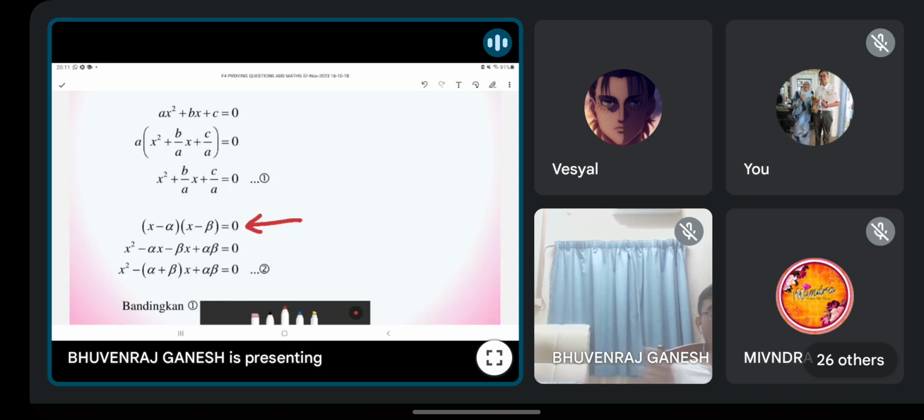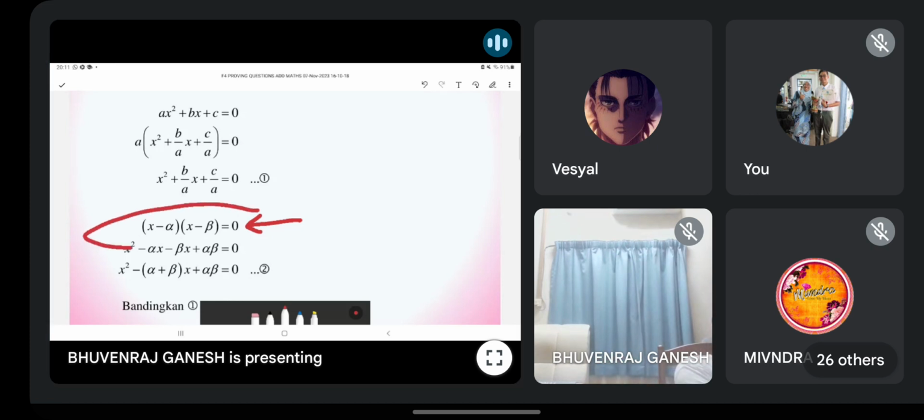Everyone here, those who take English, do you know how this one comes from? Okay. So after that, you just have to expand everything. So you get x squared minus alpha x minus beta x plus alpha beta. You will rearrange the equation. Then you just have to compare lah.